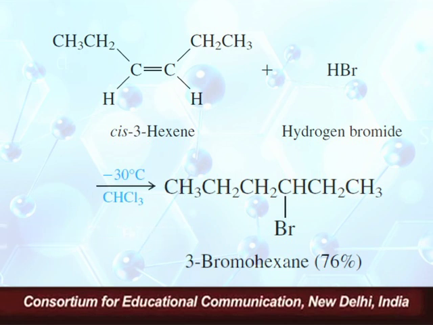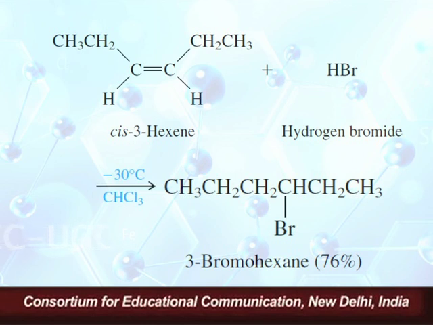What is a symmetrical alkene? A symmetrical alkene is the one in which the carbons containing the double bond are attached to identical groups. That means that in this case, both the carbons are attached to one group, which is an ethyl, and the second group, which is a hydrogen. So they are equally substituted.